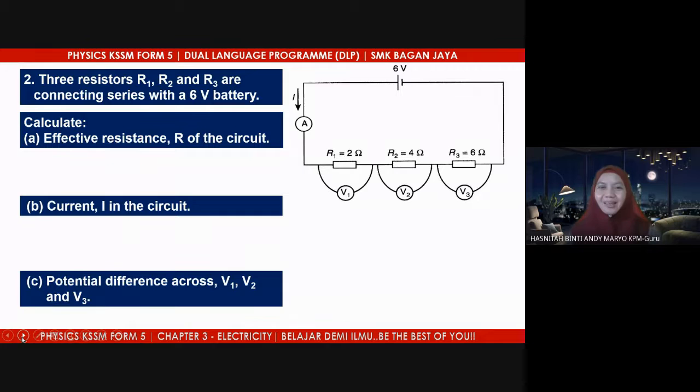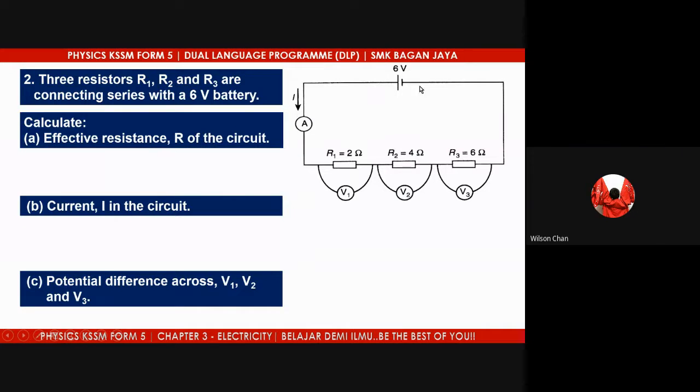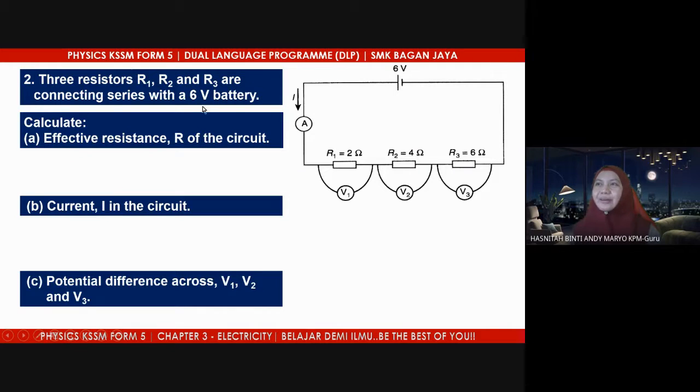Okay. Can we proceed with question 2? Yes, this is a simple circuit. It shows 3 resistors R1, R2 and R3 connected in series with a 6 volt battery. So this is the voltage supplied by the battery. Find the effective resistance, students. This does not need a calculator. Just look, because it is series.